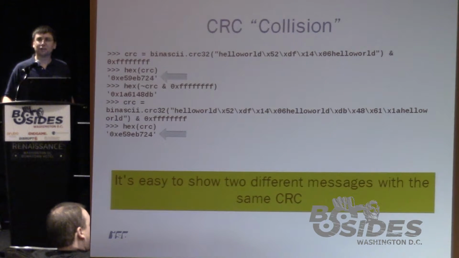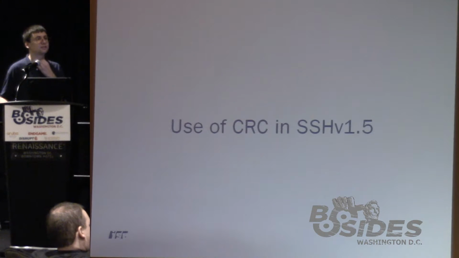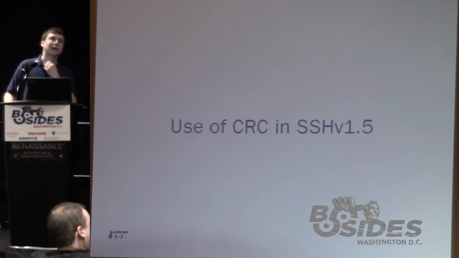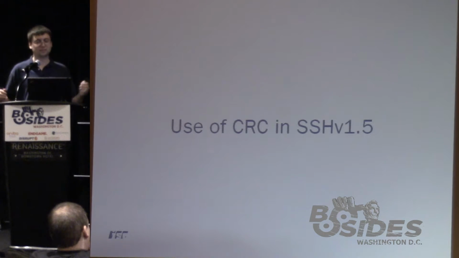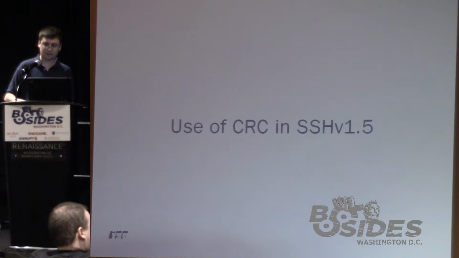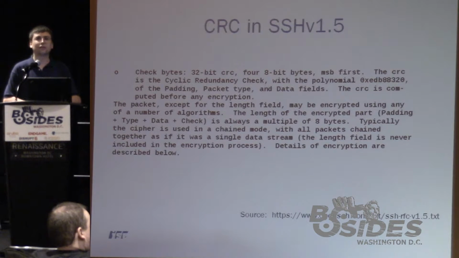How about some real world examples where CRC was misused? So everybody uses SSH, and there's SSH 2.0, and then there's this ancient SSH 1 that nobody's supposed to use and is disabled and has all these problems. Well, one of those in SSH version 1.5 was that when it came time to verify packets are not modified, they said, well, let's use CRC. And this is actually an excerpt from the draft RFC document for SSH v1.5.